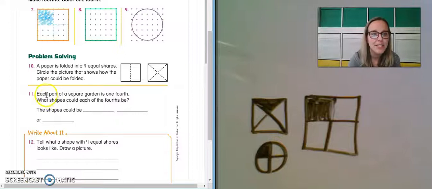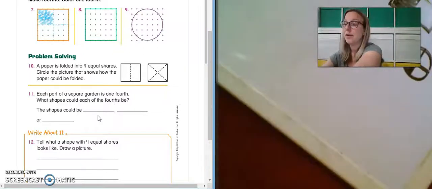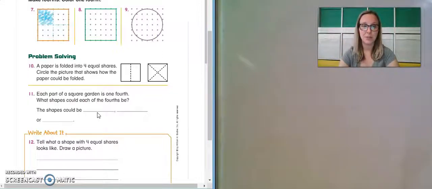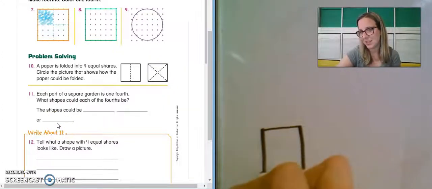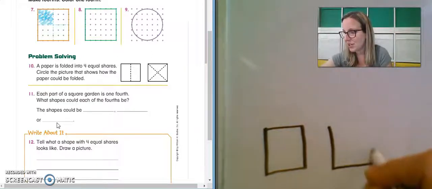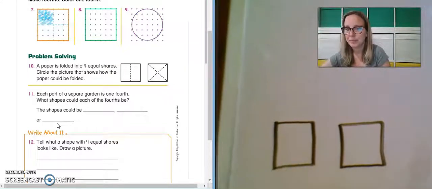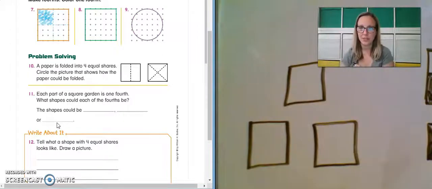Okay, so number 11 says, each part of a square garden is 1/4. What shape could each of the fourths be? So each part of the square garden is 1/4. So we need to think about a square, and I'm going to draw 3 squares here because I see 1, 2, 3 possible shapes. So I'm going to do my best to make them even squares. Remember, when we're freehand drawing shapes, they're not always perfect, but I'm going to just try to make them as best I can. So there's 1, 2, 3 squares, okay?